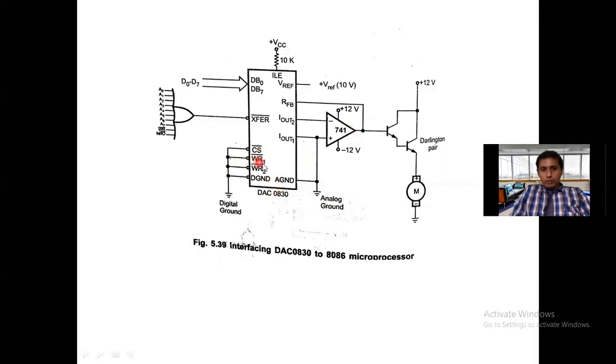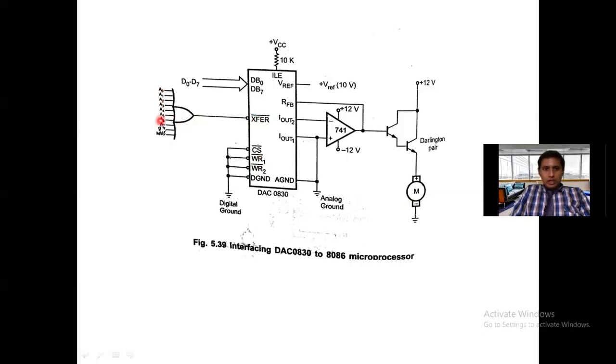What is the role of WR1 bar? Whenever WR1 bar is activated, the digital data is loaded into the input latch register. Whenever WR2 bar is activated, the data moves from the input latch register to the DAC register, where digital data is converted into analog data. And XFER bar is a transfer control pin, and this pin is activated by the processor with the help of a set of address lines.